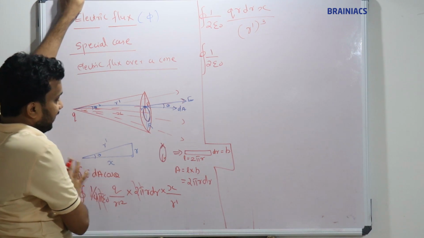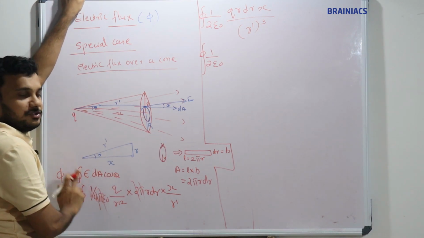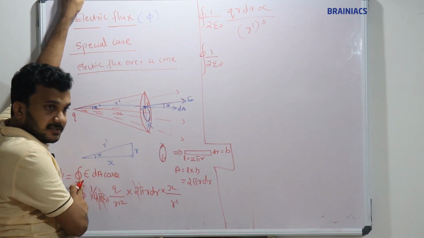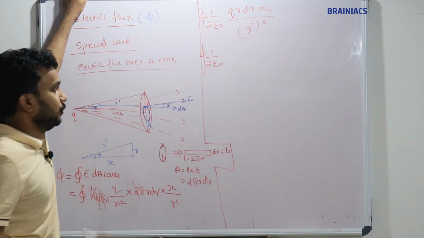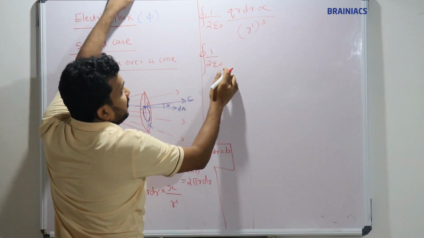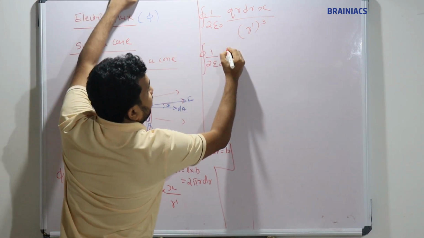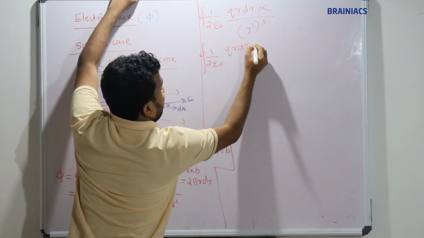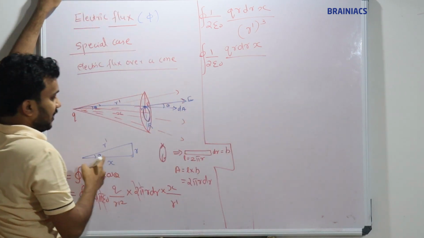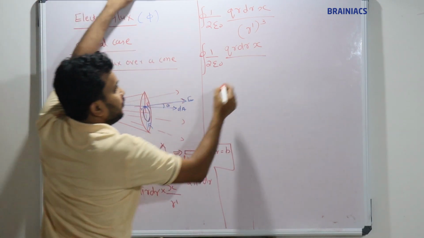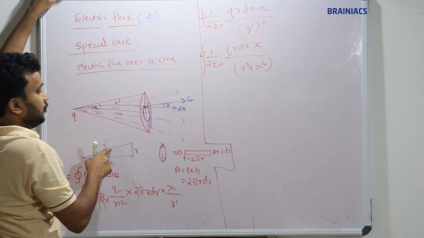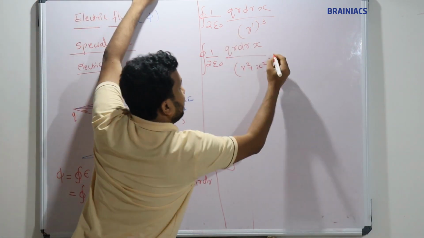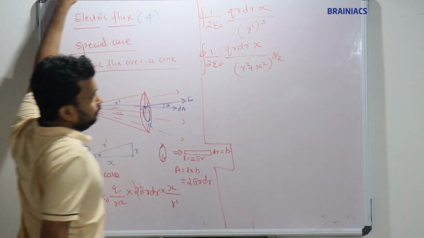No issues. But while writing the first equation, this is Gauss's law. Here you have to put a circle because it indicates Gauss's law is applicable only for a closed surface. After that, no problem. So 1 divided by 2 pi epsilon 0 and Q r dr into x. What is r dash? r dash equals r square plus x square, whole power 1 by 2. So with 1 by 2 and 3, what will come? 3 by 2.